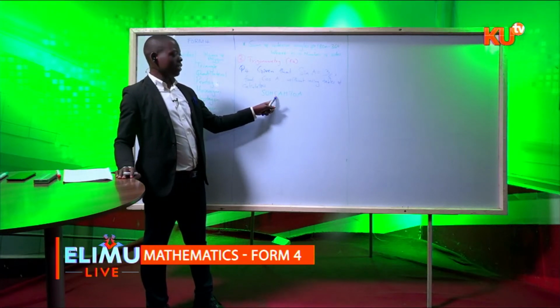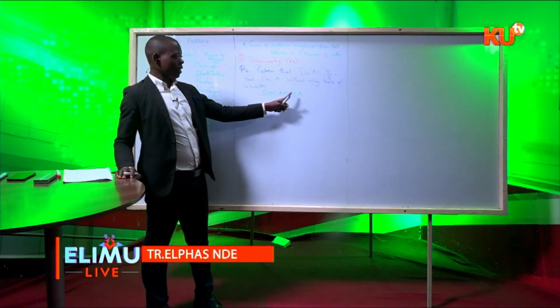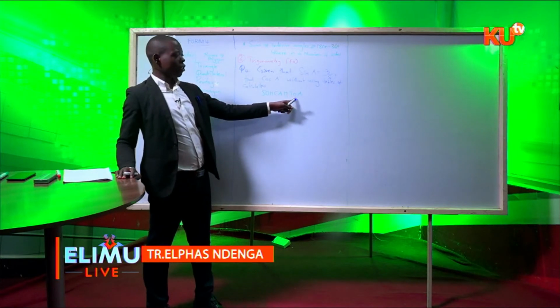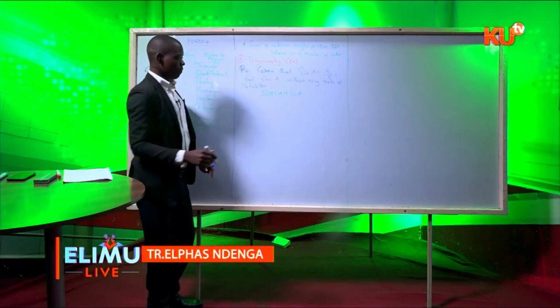C is cosine. Therefore, we say cosine is the adjacent side over the hypotenuse side. T stands for tan. Therefore, tan is the opposite side over the adjacent side.